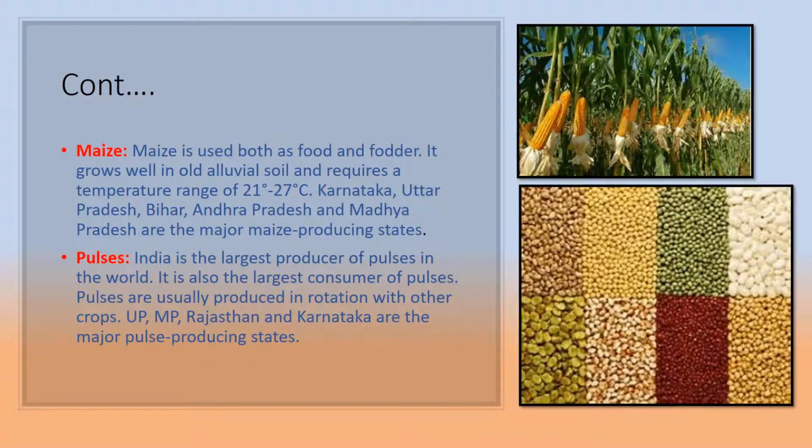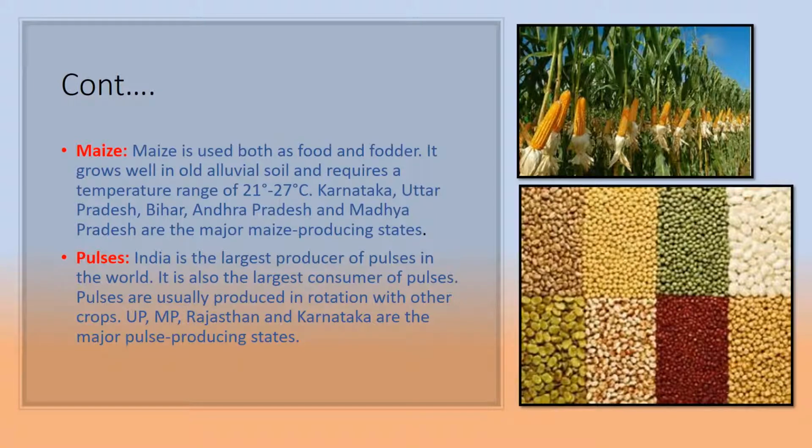Maize is used both as food and fodder. It grows well in old alluvial soil and requires a temperature range of 21 to 27 degrees C. Karnataka, Uttar Pradesh, Bihar, Andhra Pradesh, and Madhya Pradesh are the major maize-producing states.